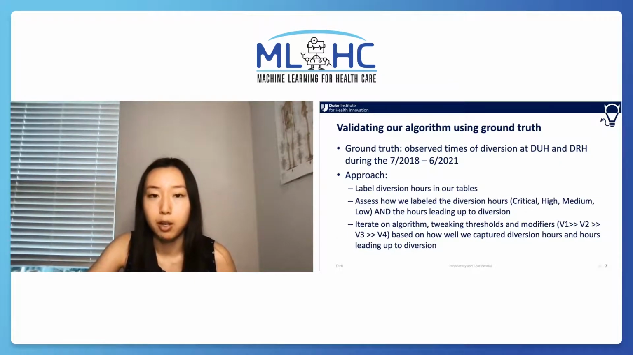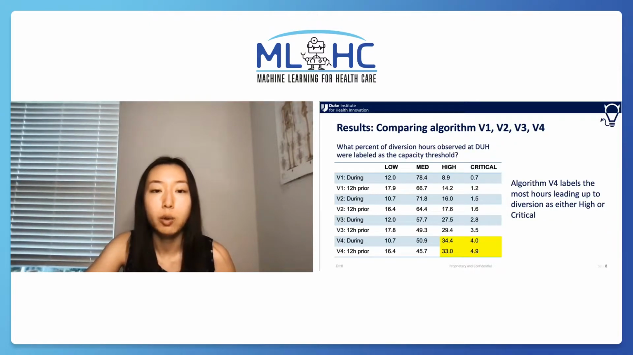We validated our algorithm against the ground truth, which was the historical diversion data at our two EDs during the 3 year table. We labeled these diversion hours in our tables and looked at the proportion of critical, high, medium, and low workload labels in the hours of diversion, as well as the hours leading up to diversion. We continued to iterate on our algorithm, and in our fourth and final iteration, we found that this version was best at increasing the proportion of high and critical hours represented during diversion and in the hours leading up to diversion.